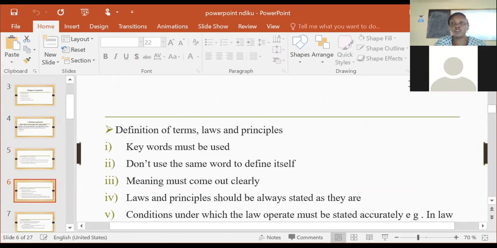The laws and principles must be stated the way they are, under the conditions which they operate. For example, if we are to state Ohm's law, we have to give the condition under which Ohm's law must operate. That is, when the current passes through a conductor, the current is directly proportional to the PD across, provided the temperature and other conditions are kept constant. So we have to give that condition.